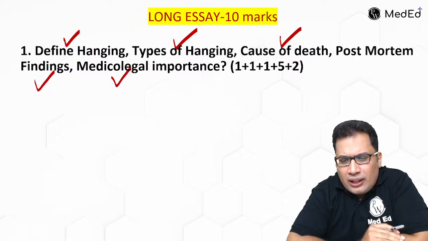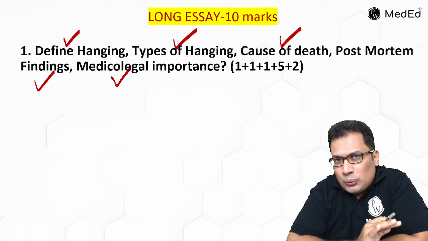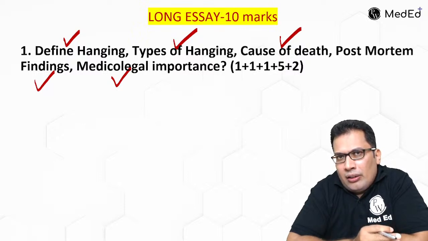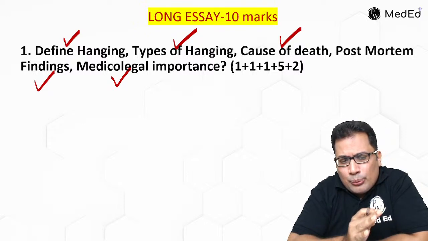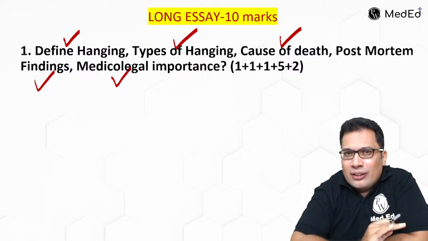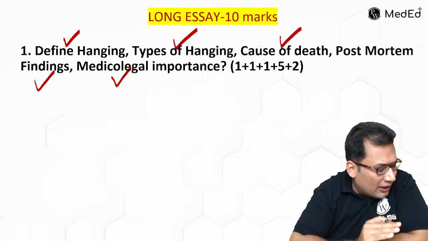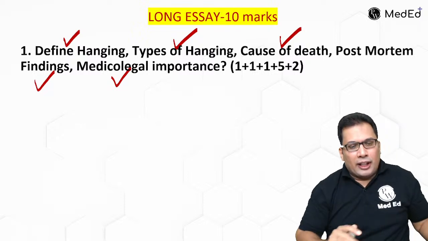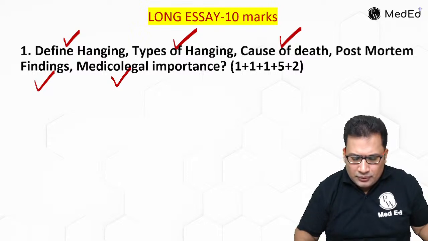The marks are divided like 1 plus 1 plus 1, 5 plus 2, like that. Or sometimes they can give you a scenario: a suspected case of hanging, and the findings are these, dribbling of saliva, something like that. The question can be asked at the end: define hanging, what are the types of hanging, what is the cause of death in the above case, what are the usual postmortem findings, and what is the medico-legal importance. So this is how the question can be asked in your exam. Now let's start with the long essay, that is hanging.